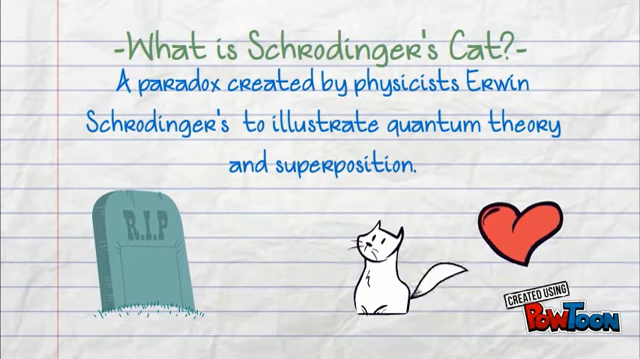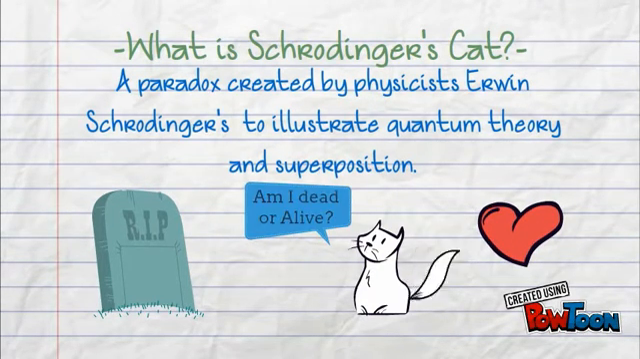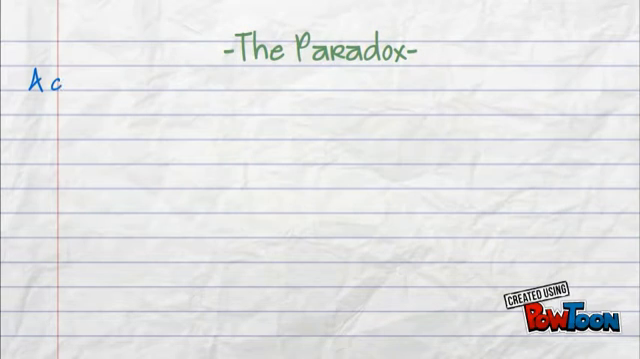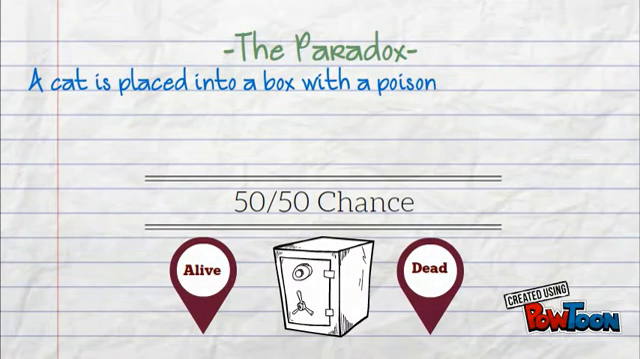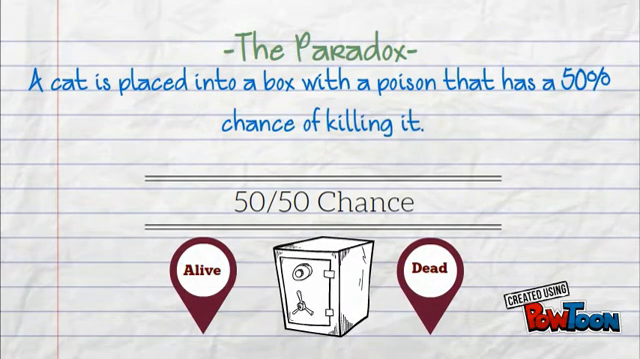In the paradox, we are often asked if the cat is alive or dead. To be more specific, a cat is placed into a box with a poison that has a 50% chance of killing it. Now, in answering the question, is the cat dead or alive, we are tempted to say one or the other, but in actuality, it is both. This is known as superposition.